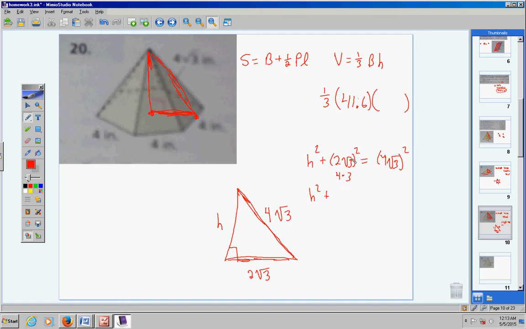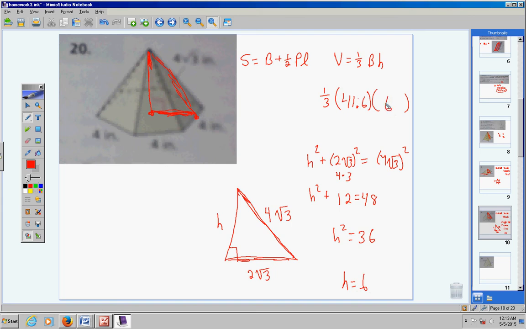You square the 2, which is 4, you square a square root, which gives you 3, multiply those together, and you'll get 12. Over here, you square the 4, which is 16, and you square the square root, and you get a 3, and those ought to be multiplied together. 16 times 3 would be 48. Now bring the 12 over and make it a negative 12, and that would leave you with 36. Take the square root of both sides and we get 6 for the height.